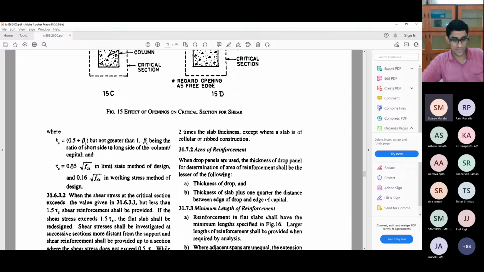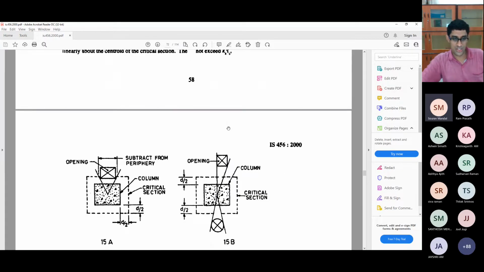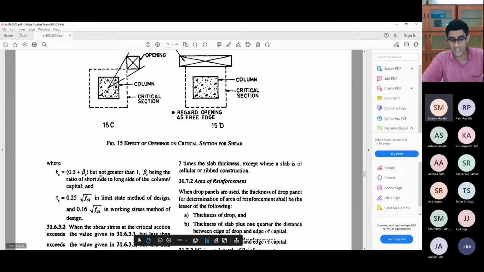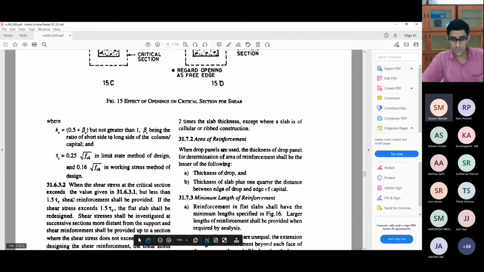Okay, so you have to check this. You have to compare Ks tau c with the actual shear stress around the critical section. As long as the shear stress around the critical section is smaller than Ks tau c, you are good enough. If it's greater than this Ks tau c, then you may have to give shear reinforcement, but giving shear reinforcement in the slab is not a very desirable thing. But even if you give it, the stress should still not exceed 1.5 tau c. If it exceeds, then you have to redesign the slab or make it thicker.